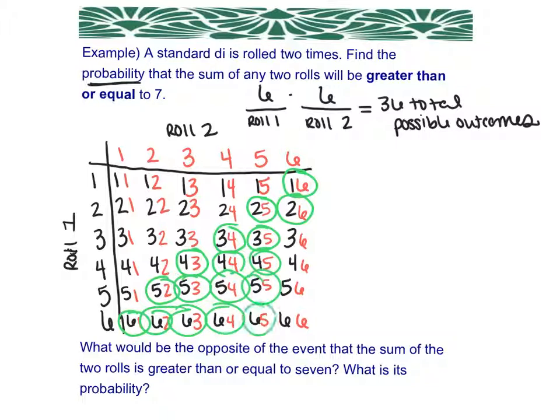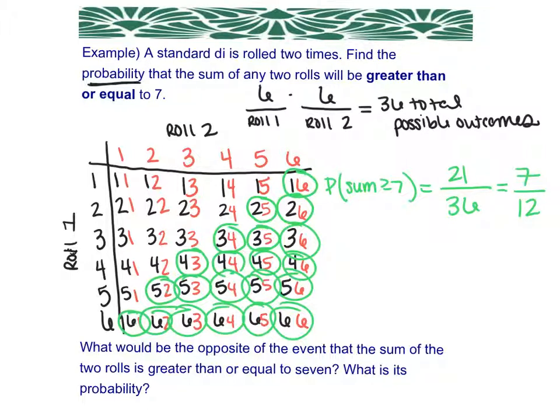So if I'm wondering what the probability is, all I need to do is find out how many times it happens. So I need to count these up. I get 1, 2, 3, 4, 5, 6, 7, 8, 9, 10, 11, 12, 13, 14, 15, 16, 17, 18, 19, 20, 21 out of 36, or 7 out of 12, if I want to simplify. And that would be the probability that the sum of the two dice rolls is going to be greater than or equal to 7.